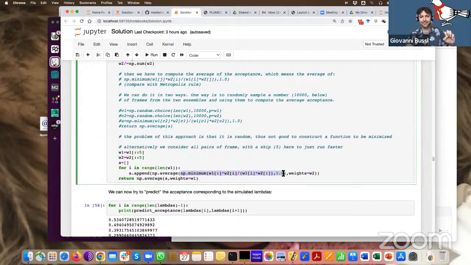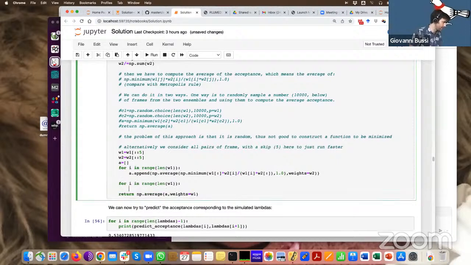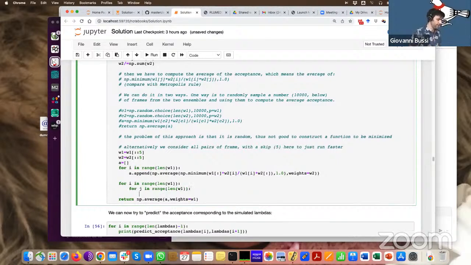Maybe one has to think about it. Let me write it down in a way that is more readable, even if it's much slower. I have a double loop over pairs of frames. For each of them, I compute this.